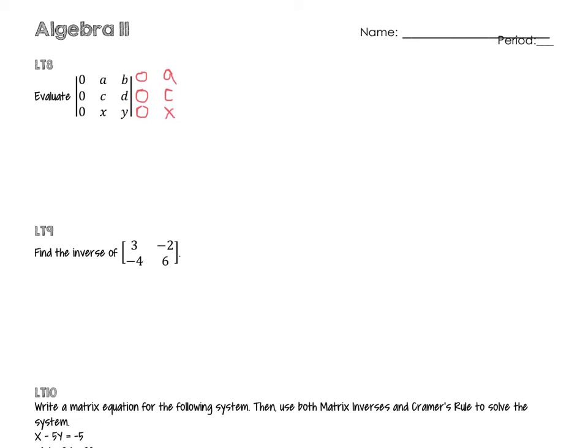All right, in Learning Target 8, we're evaluating determinants, and my strategy for 3 by 3s, always rewrite the first 2 columns. Just because I have variables, don't get afraid. It's still going to be treated the exact same way. First off, my downward diagonals.